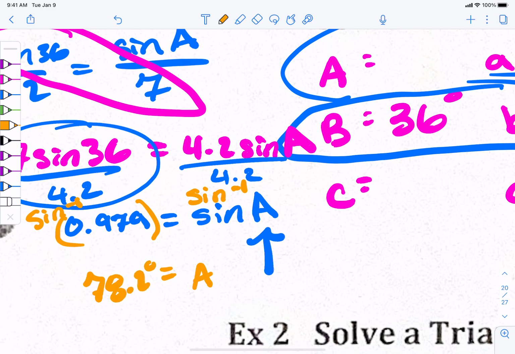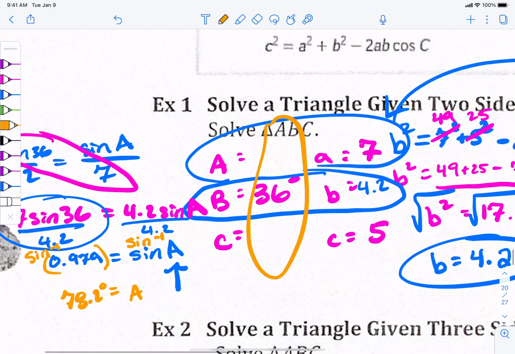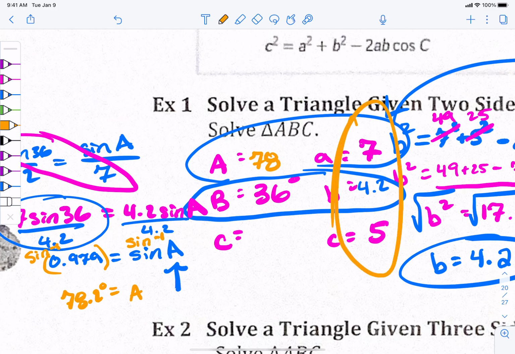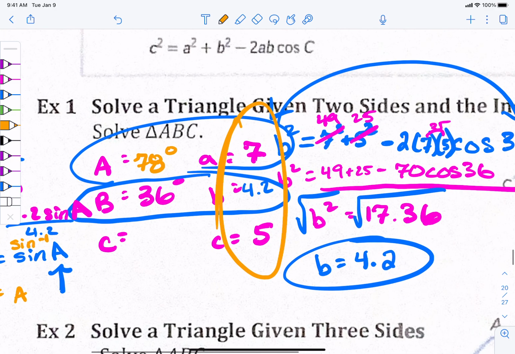78.2 degrees. I think all of these here, they want rounded to the nearest whole number. So 78. But these guys, they want to round it to 1 decimal place. So 78 degrees. And then how do you find C? Just add them together and subtract from 180. So 78 and 36 is 114. And subtract that from 180. So like 66 degrees. There we go. Perfect. Okay, good?